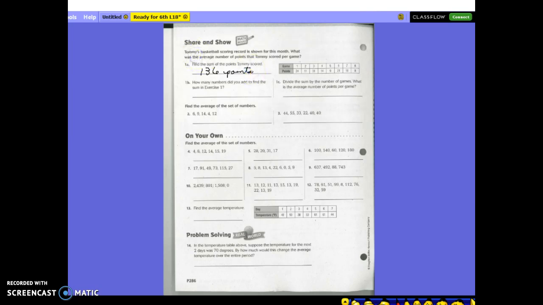How many numbers did you add to find the sum in exercise 1? So 1A, how many games did he play? 8. So we had 8 data set points. Divide the sum by the number of games. So 136 divided by 8. 8 goes into 13 once. What's 13 minus 8? 5. Going to bring down a 6. How many 8s in 56? 7. So his average score per game was 17 points.